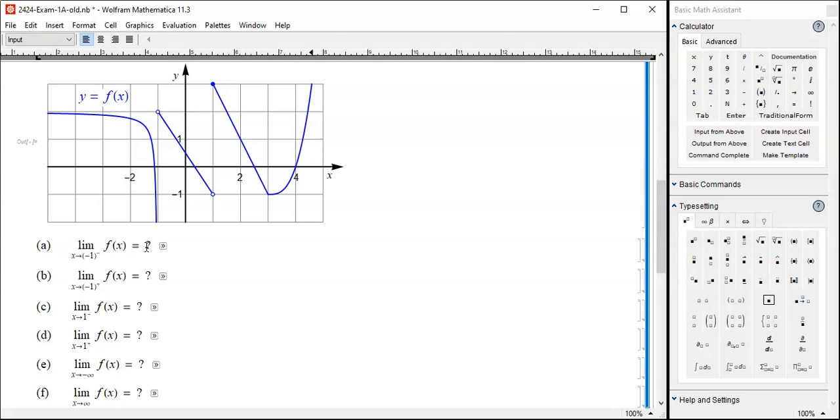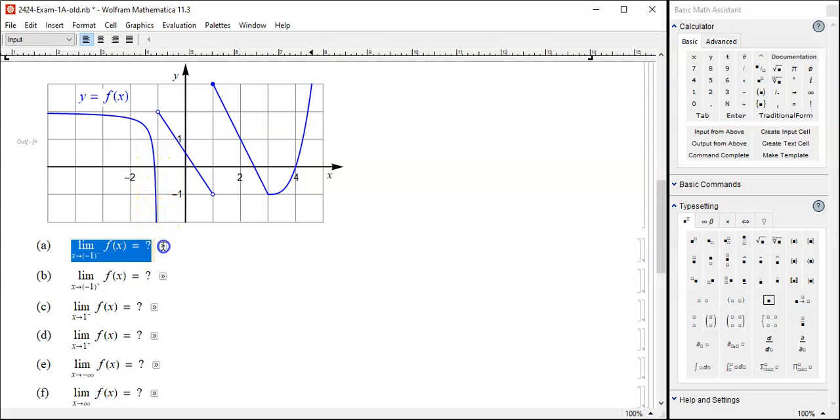All right. X is going to -1. X is -1 is here, but from which side? From the left or from the right? You see minus sign here, so it's left. So follow the graph to the left, and the y-coordinate is going down to -infinity.